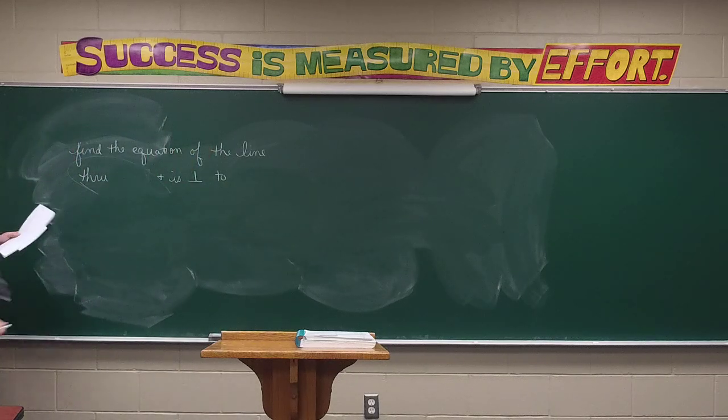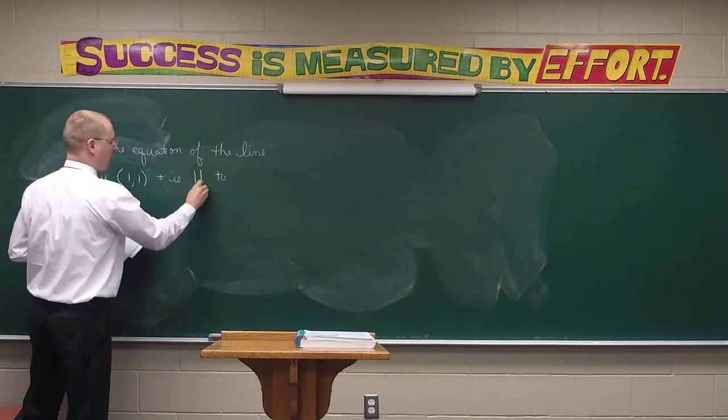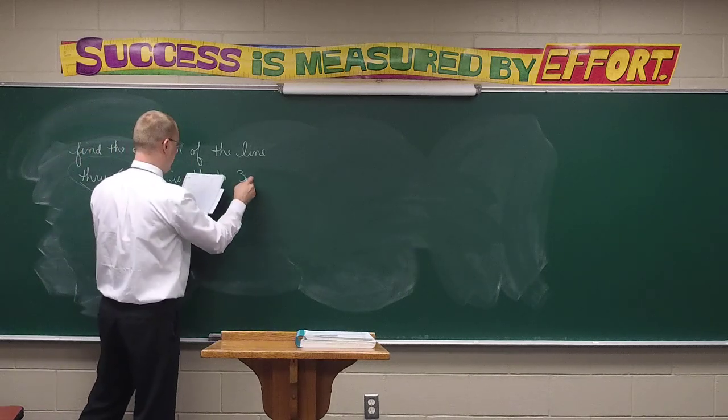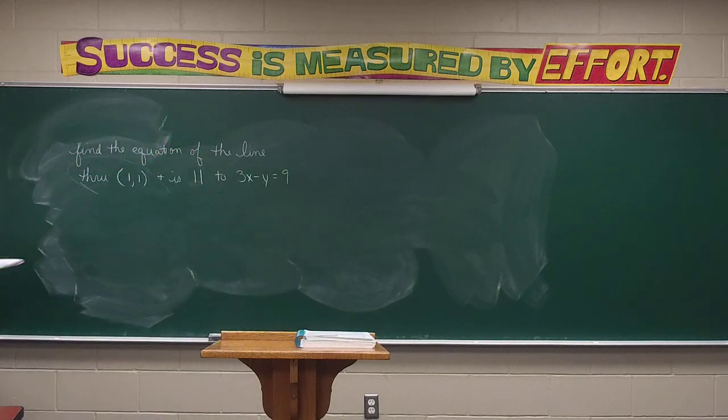So let's suppose now the point that the lines go through, and let's start again with a parallel, goes through the point (1, 1), parallel to 3x minus y equals 9. Now that line doesn't go through (1, 1). But there's a line that's parallel that has to go through that point because through a point, one and only one straight line may be drawn parallel to a given line. I throw that out there for my geometry grads.